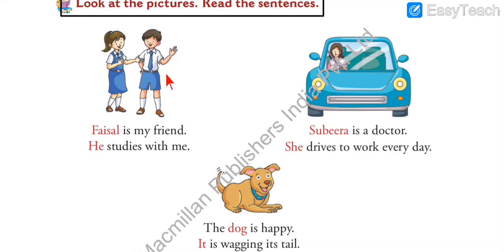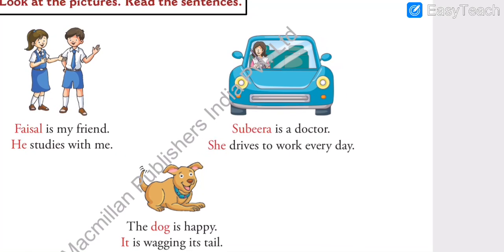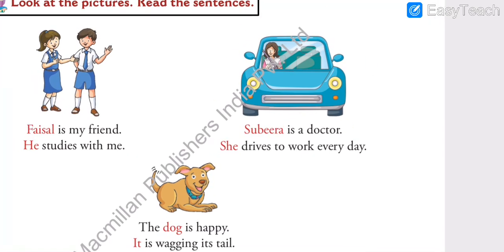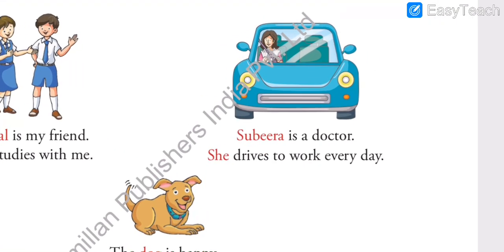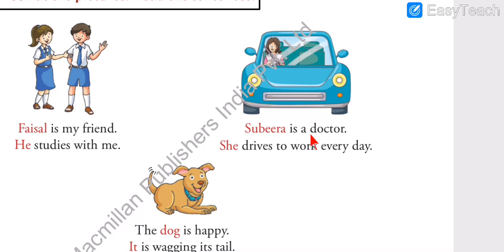So this is the one reason. See, Faisal is my friend and he studies with me. So instead of Faisal, he is written. Similarly, if you can see in this photo, I can zoom in for you all. See, Subira is a doctor.